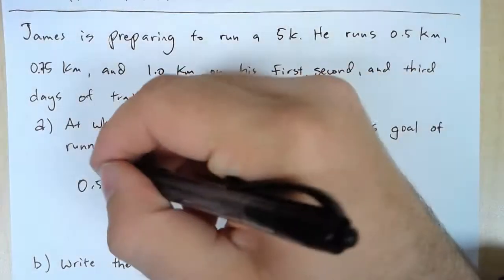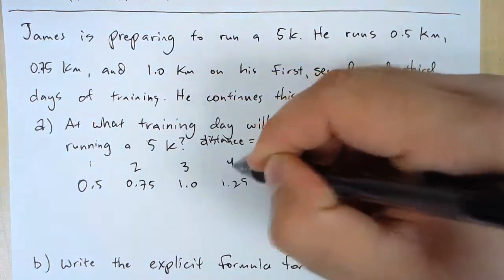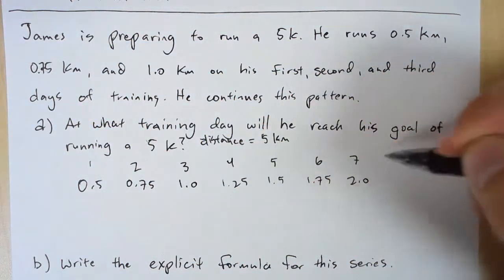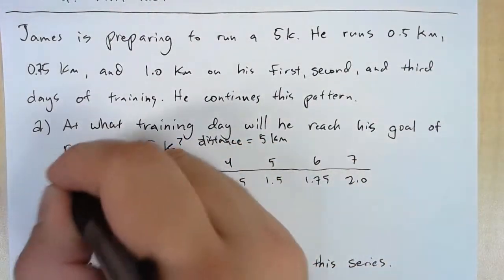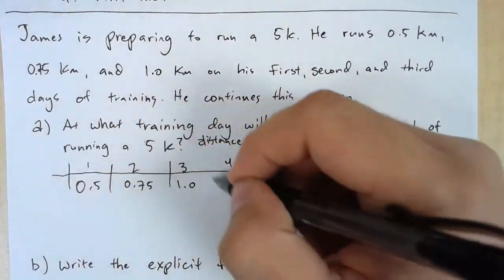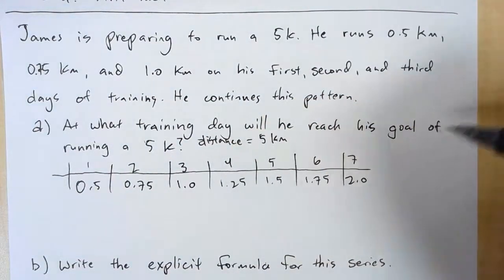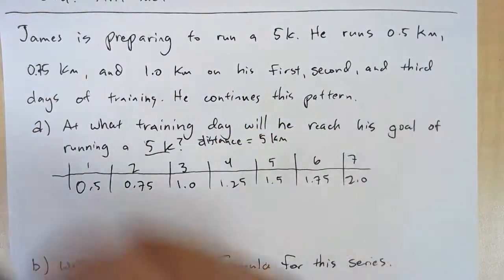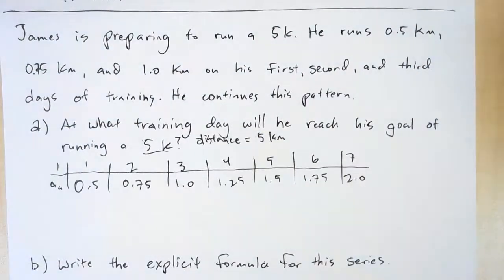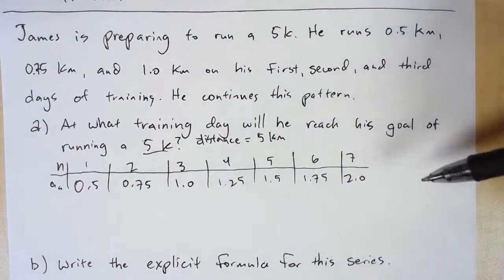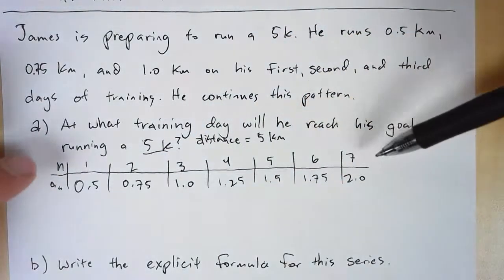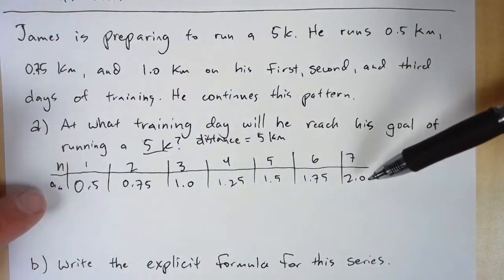But that is already 1, 2, 3, 4, 5, 6, 7 terms, and we are nowhere near our 5 mark yet, since we're looking to get to a distance of 5. The number of terms we have up to 7 just gets us to 2.0. Our 7th term is just 2.0.